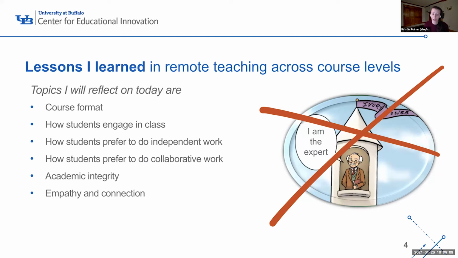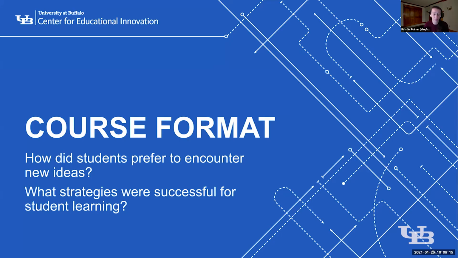So for each topic, I've organized my thinking about the themes into two questions. What did the students prefer and what enabled student success? And I think they're not always all that related. So for instance, starting off for course format, how did the students prefer to encounter the new ideas and what strategies were actually successful for student learning?